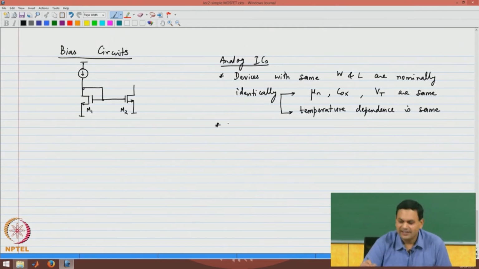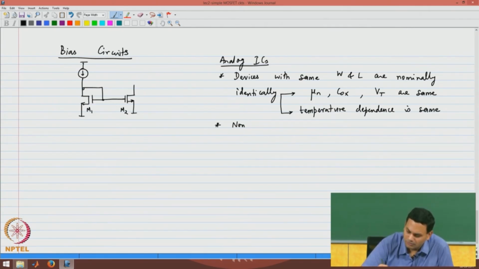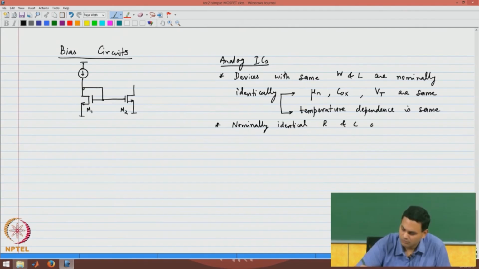The other interesting thing about ICs is that this is not only true for the MOSFET, this is also true for resistors and capacitors, which are the other two types of devices that we will use, assuming that the resistors and capacitors have the same dimensions. Naturally, they should also be the same. There are many different ways of building resistors on an IC. When you say two resistors are identical, you have to use the same type of resistor also.